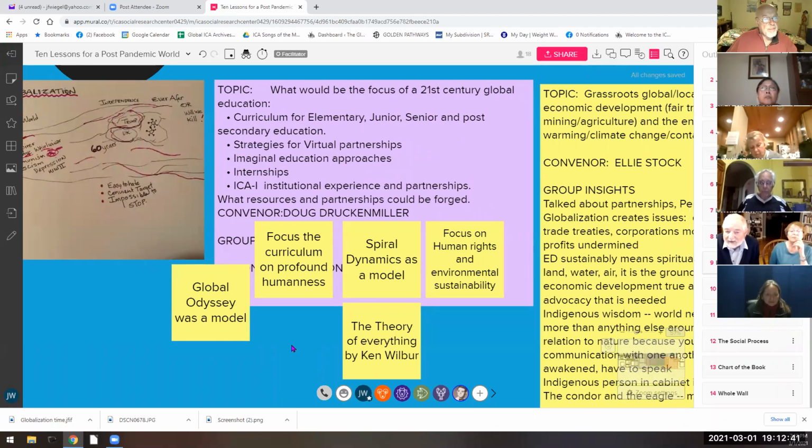There's spiral dynamics, which Jean Watts can tell you more about. I know a little bit about it. It was in the Nepal conference. We had the Cooks, I think it was, or a couple who were working on that. But basically, you have an in-depth model of culture and development that would be the focus of your curriculum. Another source was The Theory of Everything by Ken Wilber. That is another approach to a developmental framework, a second kind of integral vision, and then a focus on human rights and environmental sustainability.